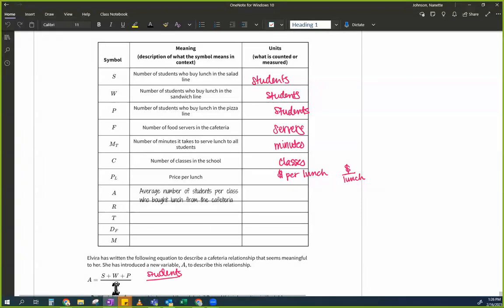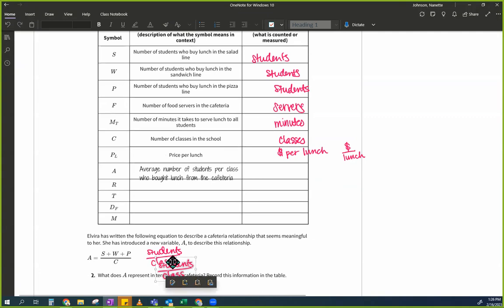Divided by, well, what is C? Oh, it's the number of classes. You guys all see how I used my units right there? I'm literally going to take this, copy it, and pull it up here. That's how I figured out the unit. Everybody okay with that?